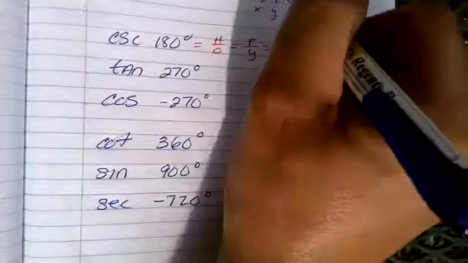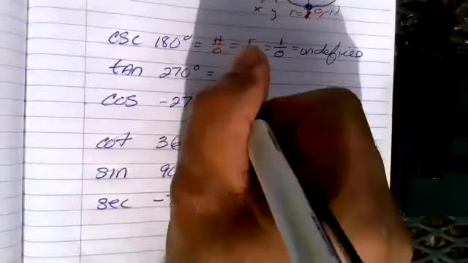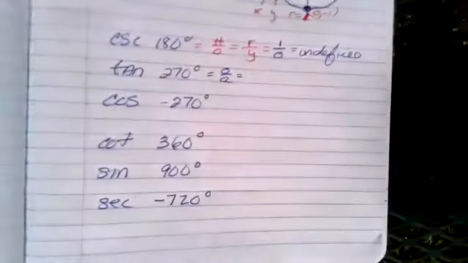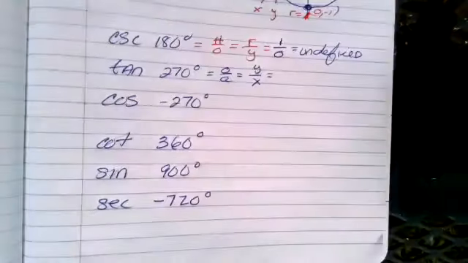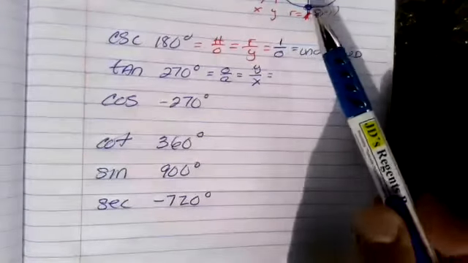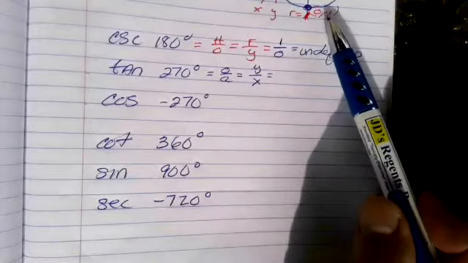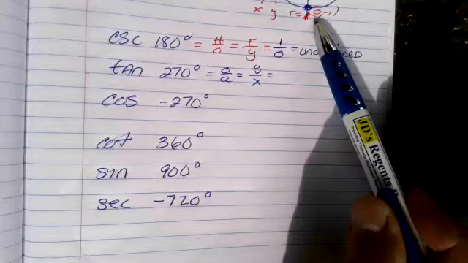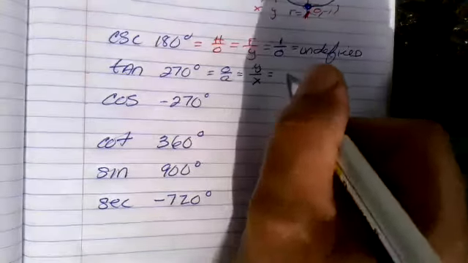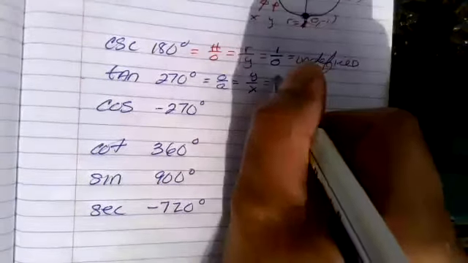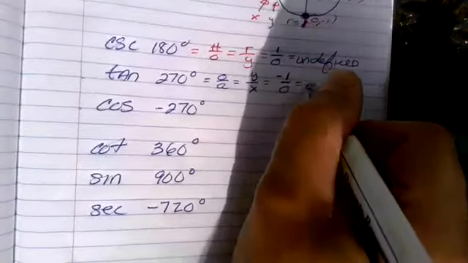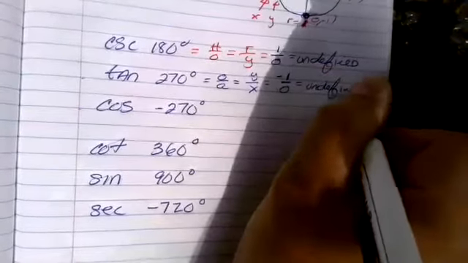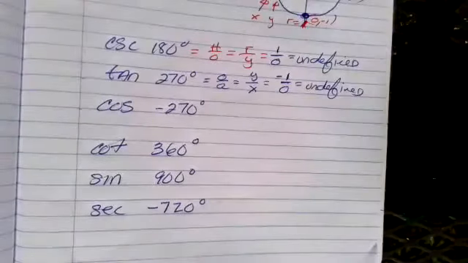Let's look at 270. So 270 is over here, right? Tan is opposite over adjacent, so that would be y over x. At 270, my y is negative 1 and my x is 0. This looks like it's going to be undefined again. It's going to be negative 1 over 0. This one looks undefined, I believe.